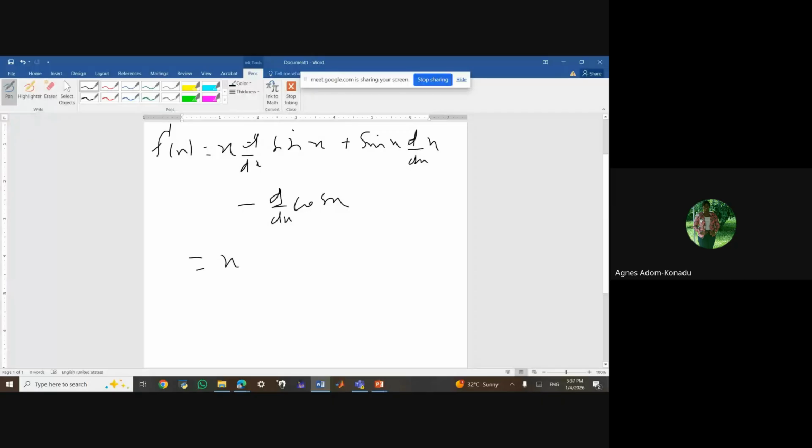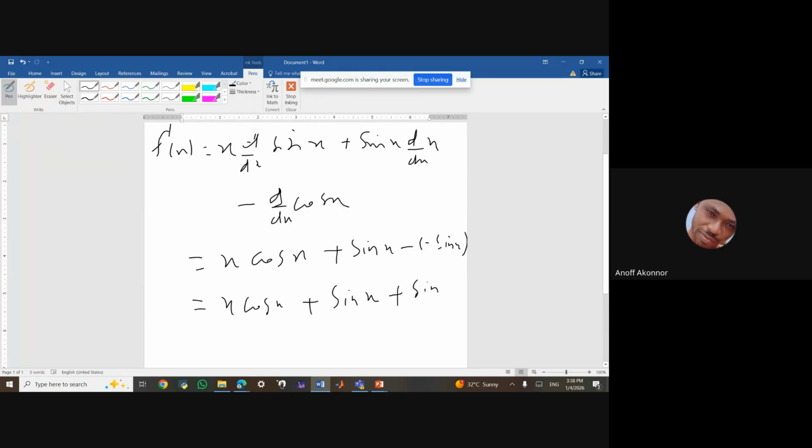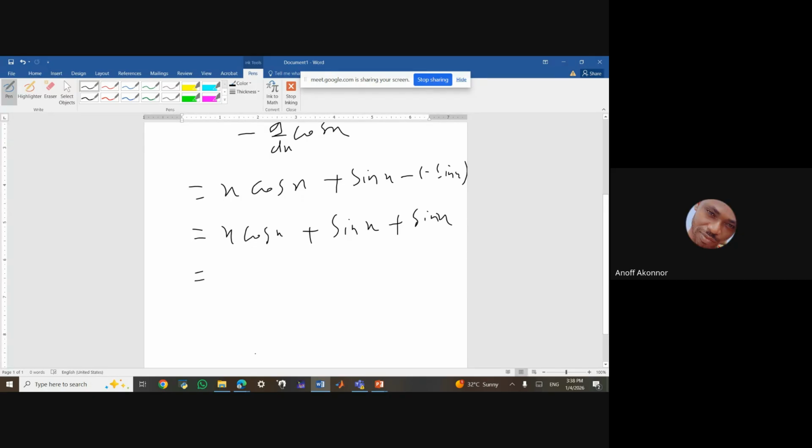So I have x. The differential of sine x is cos x. Plus sine x, and the differential of x is 1. Then minus, what do I get when I differentiate cos x? You get minus sine x. So that can be in the bracket: minus minus sine x. So this will give me x cos x plus sine x plus another sine x. So we are getting x cos x plus 2 sine x.